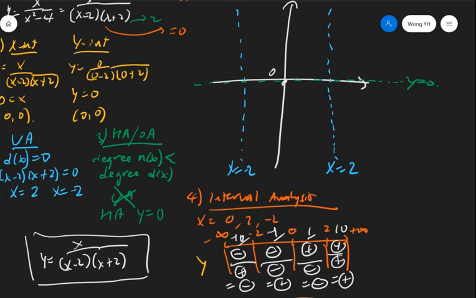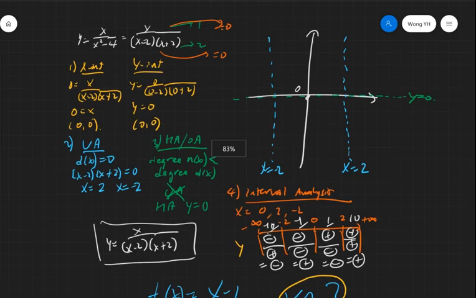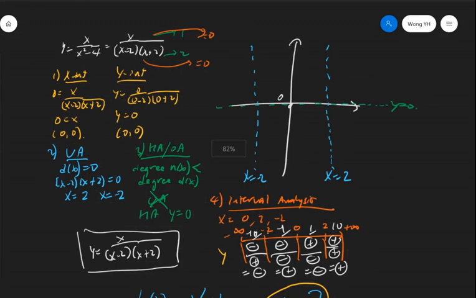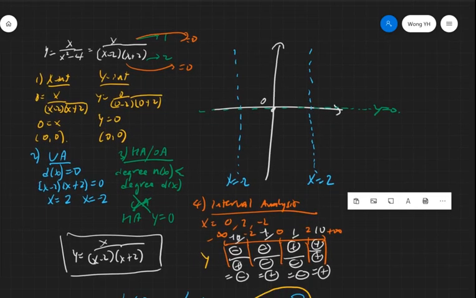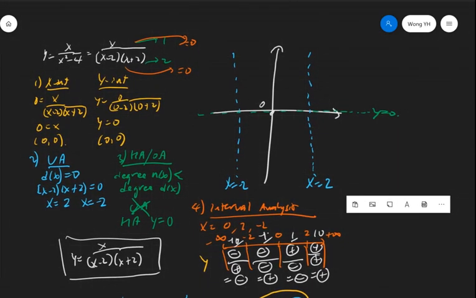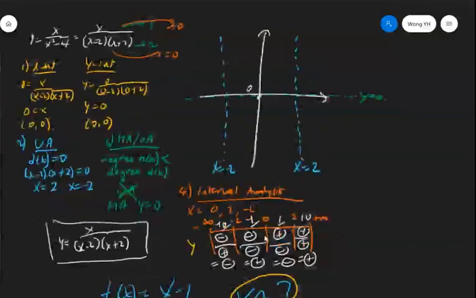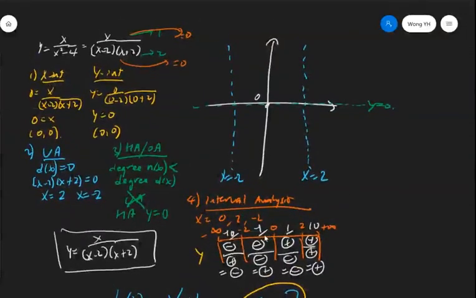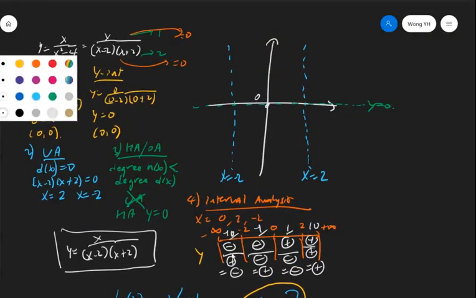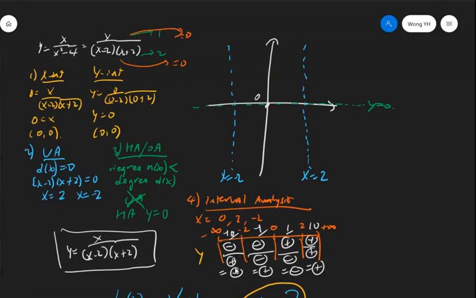Okay, based on this one, we will actually plot the graph here. So as you can see, we have 4 intervals. The first one will be between minus infinity and -2. There's something below, so we won't draw anything above here, but there's something below here. And then there are 2 asymptotes, so we draw the graph like this.